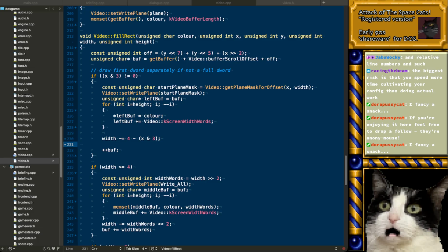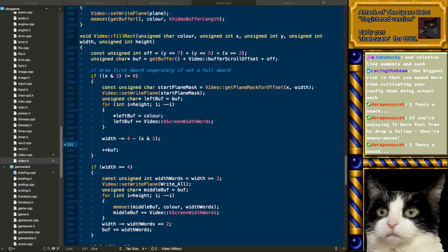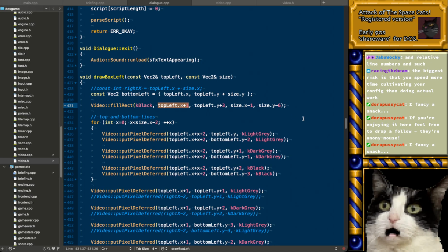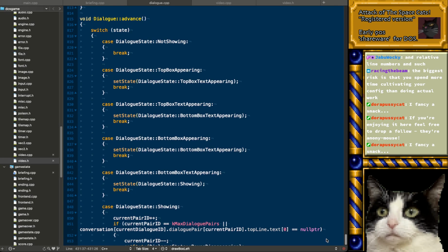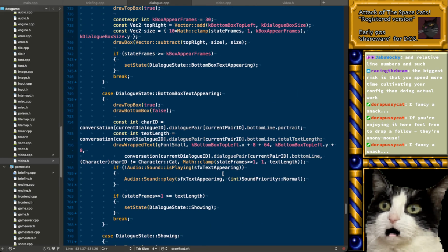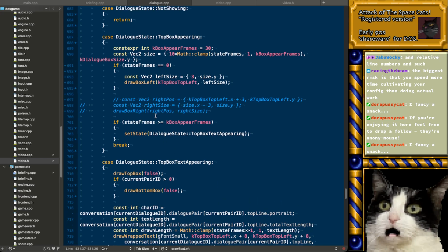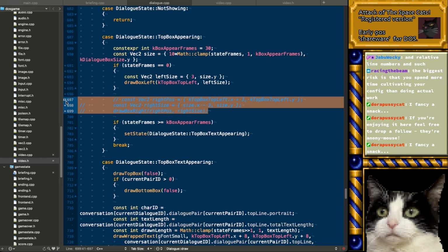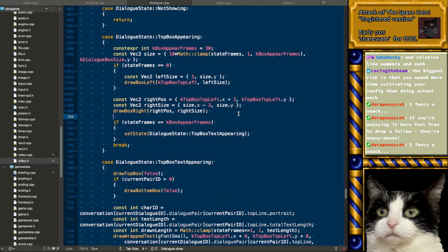Fixed, unlocked, incorrect widths. Excuse me. Okay, back to dialogue then, because now we can re-enable the right-hand box. Let's see what that looks like.